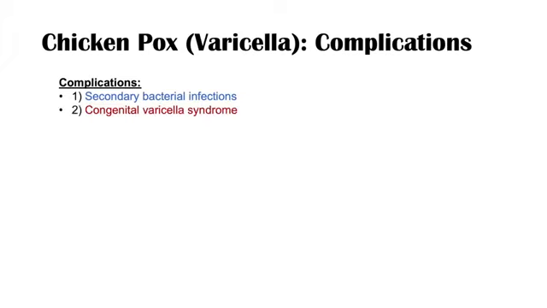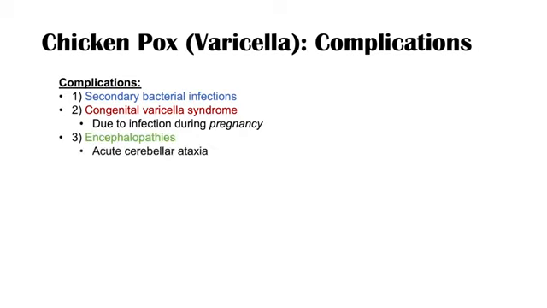So what are the complications of chickenpox? Some of the complications include secondary bacterial infections. If we break the barrier of skin, we can have secondary bacterial infections like impetigo. We can also get congenital varicella syndrome, something that can occur if there is an infection during pregnancy. Other complications include encephalopathy. So some individuals can have acute cerebellar ataxia and diffuse encephalitis. Pneumonia is a very rare complication, but it can occur and can lead to hospitalizations as well.